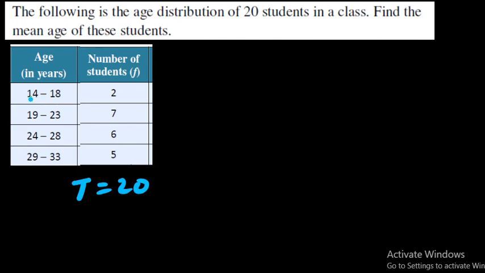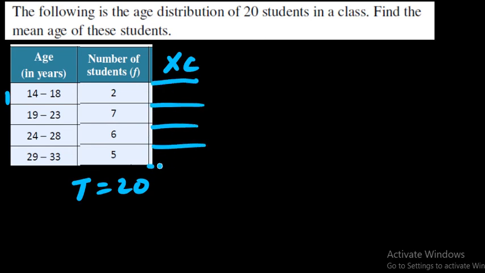The class interval of each class is given to you. The first class contains 14 to 18, the second class 19 to 23, and the third continues in that manner. So first let's find the class mark. Let us construct a table and let's find it.